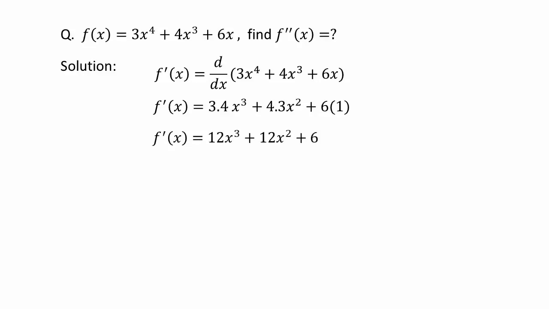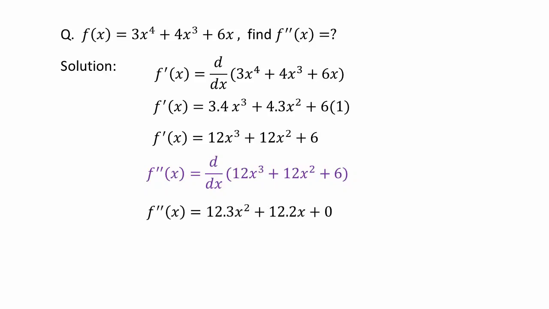Now simplify, f prime of x is equal to 3 multiplied 4, 12x cube, plus 4 multiplied 3, 12x square, plus 6 into 1, 6. Now taking again derivative of the given function, so we can write f double prime of x is equal to d by dx of 12x cube plus 12x square plus 6.